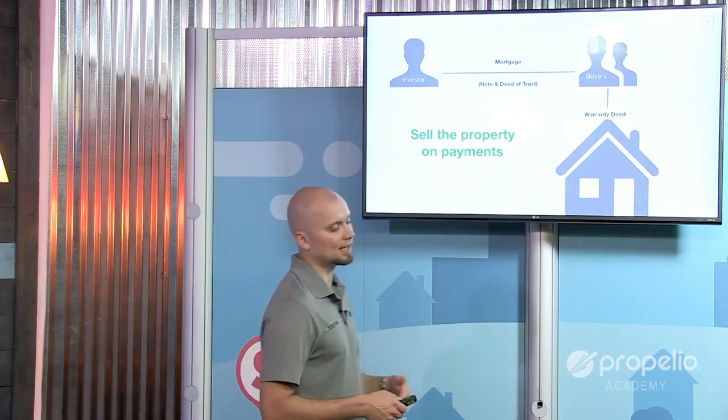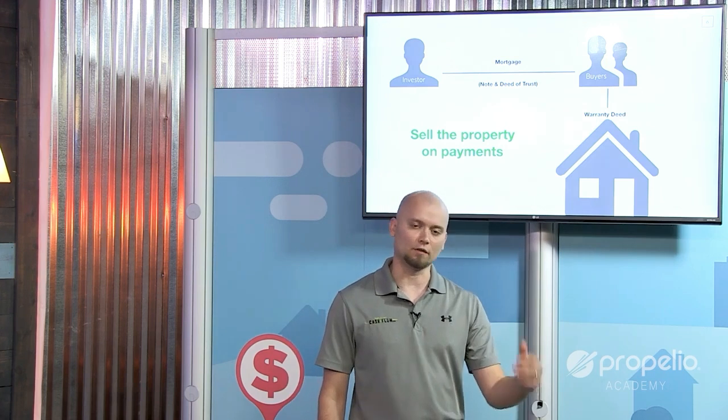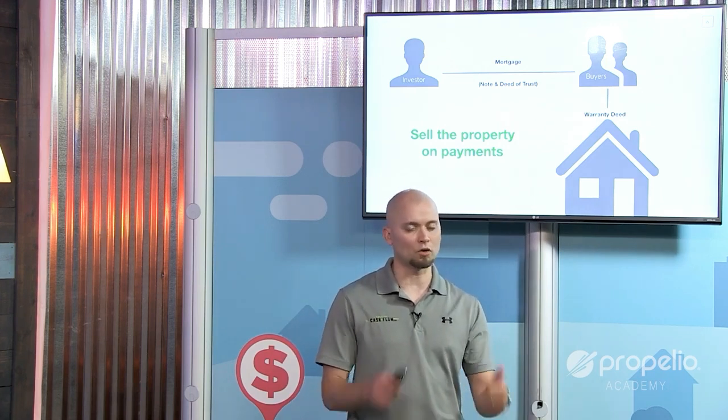So the buyer comes in and says, hey, I'd like to buy this house from you for $100,000. You say, that's cool. You give me $10,000 as a down payment right now. I'll give you a loan for $90,000 and you can have the house. They say, cool.